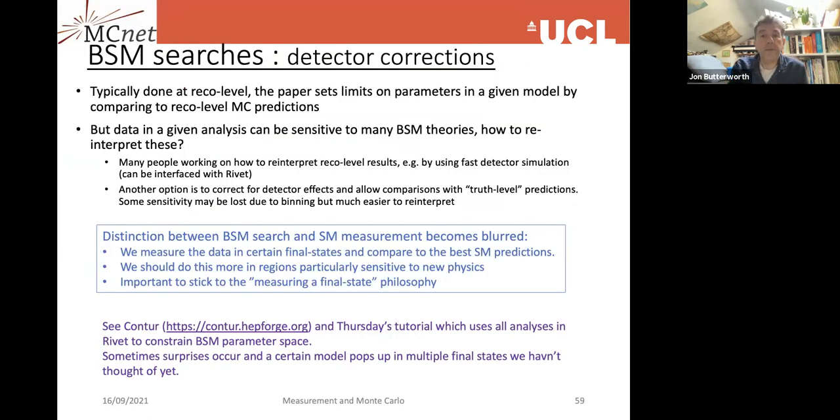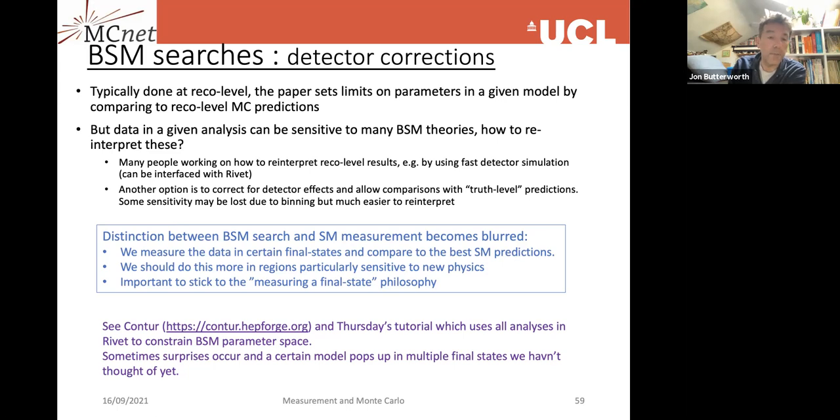The final thing I'll just mention very briefly then is BSM searches. So they often don't unfold to detector level. You can unfold to detector level, and if you do, you can use them. And I'm involved in a program where we're reinterpreting some of these searches and measurements in terms of BSM theory. So a lot of these issues are flushed out there. My personal view is that the distinction between searches and measurements should become less important as we move into the high Lumi era, and in fact, as searches get more precise, they effectively have to become measurements.